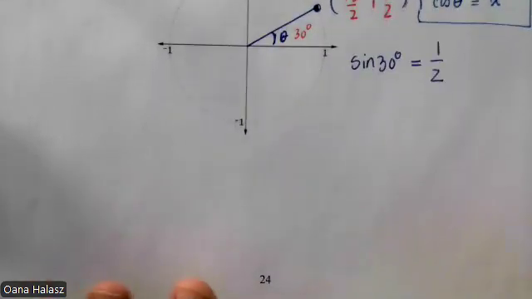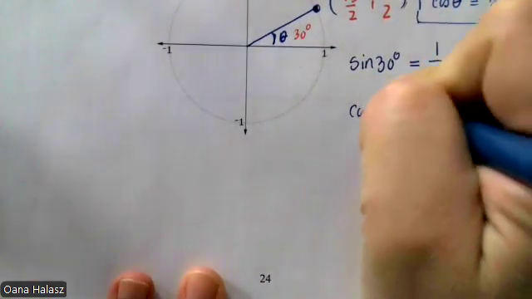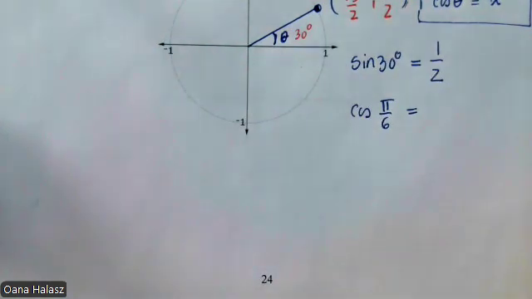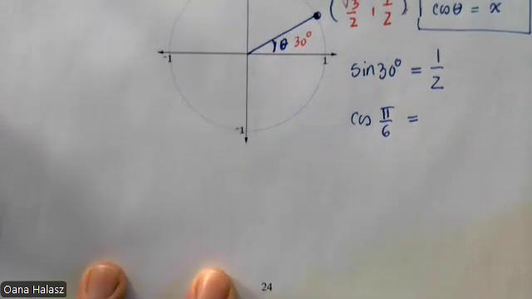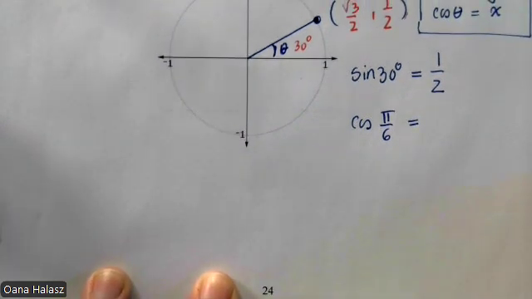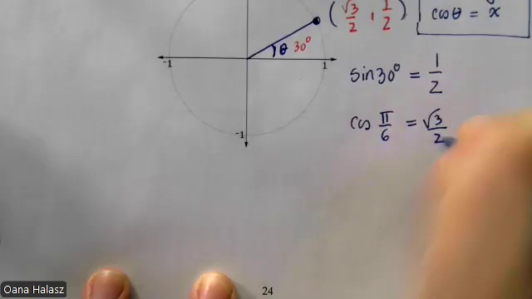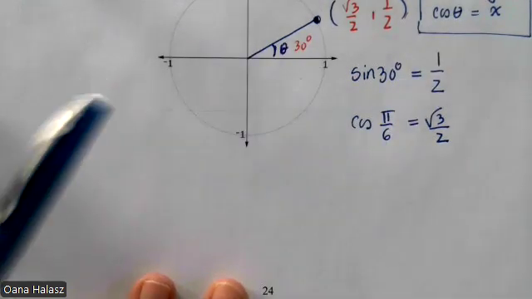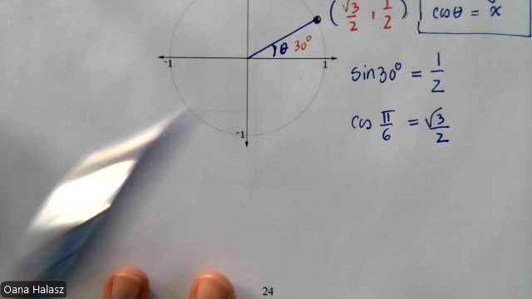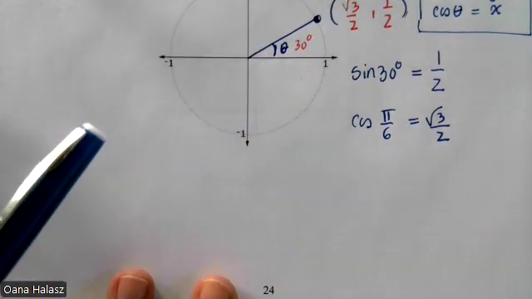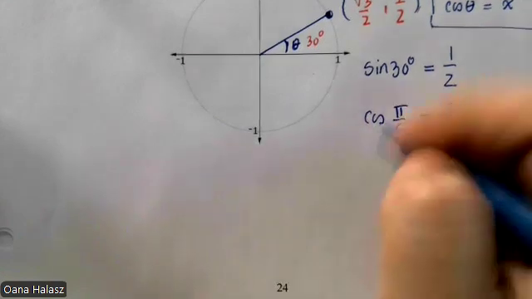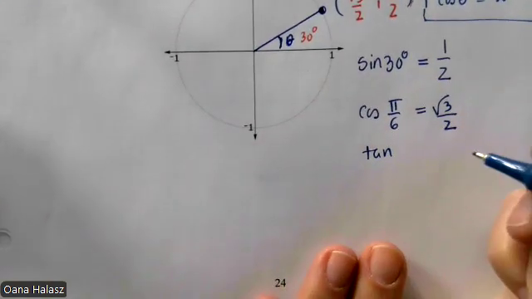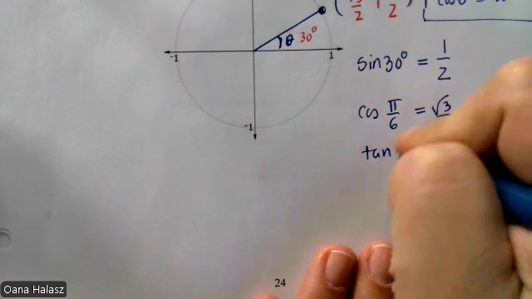Now if I ask you what's cosine of pi/6, which is again the same thing, it's still 30 degrees, but in radians. What's cosine of pi/6? Yeah, square root of 3 over 2. That's the value of it. Makes sense? Why? Because it's the x coordinate of that point where the radius is formed at 30 degrees. Okay, what's tangent of 30 degrees?